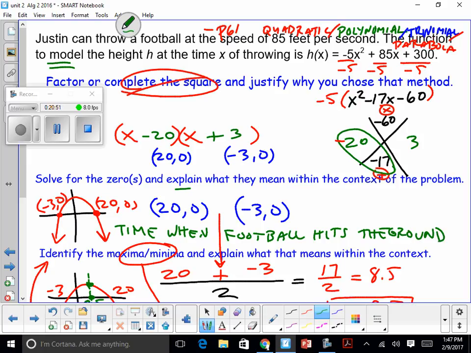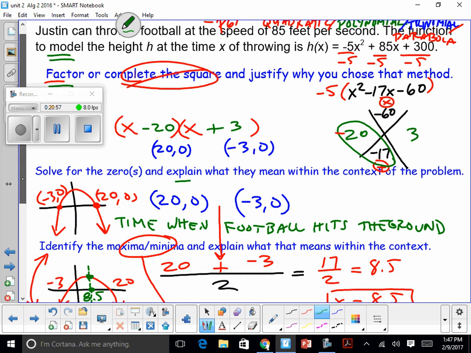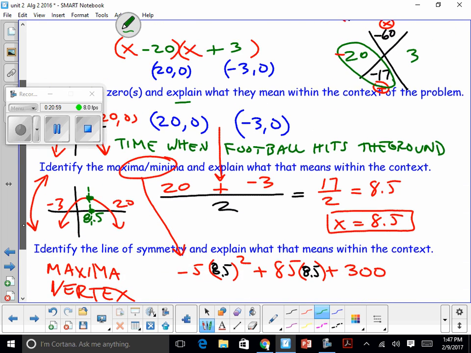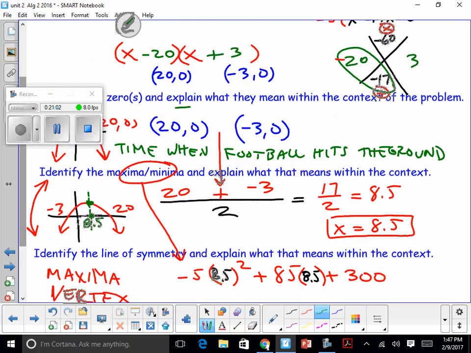What's the next thing they're asking? I'm going to go to the line of symmetry. Do me a favor, I didn't write it. LOS, please put that LOS there for line of symmetry. The line of symmetry is the time, because again, all of the X's are time. It's the time when the football is at its highest point. The line of symmetry will always be directly below the maximum.